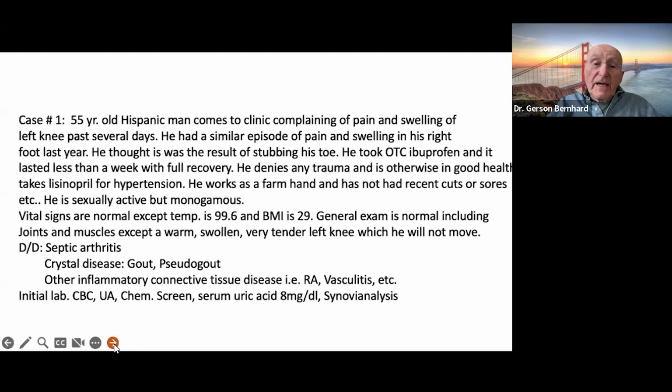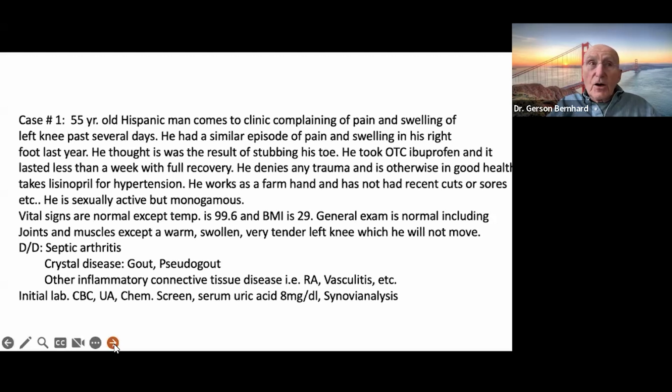And on the exam, you find that, yeah, he's got a little fever, a little chubby, and everything is reasonably normal, except he's got a big swollen, painful knee, and he doesn't want you to move it around. So your differential diagnosis is, I think, pretty apparent. Is this an infected knee, a septic arthritis? Is this gout? Or is this the beginning of another more diffuse chronic connective tissue disease like rheumatoid arthritis? Or is the presentation of something far less frequent like vasculitis?